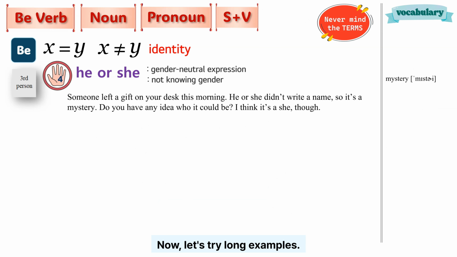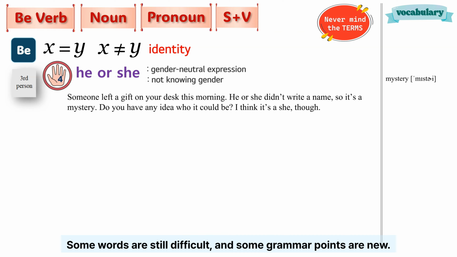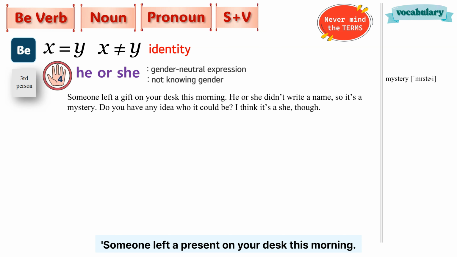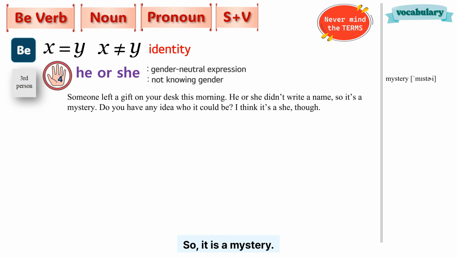Now let's try long examples. Don't be afraid. Some words are still difficult and some grammar points are new. But if you read slowly, in word order, you will understand. Someone left a present on your desk this morning. No name was written. So it is a mystery. Do you know who did it? I think maybe it was a girl. You can understand the situation, right? We don't know the gender.